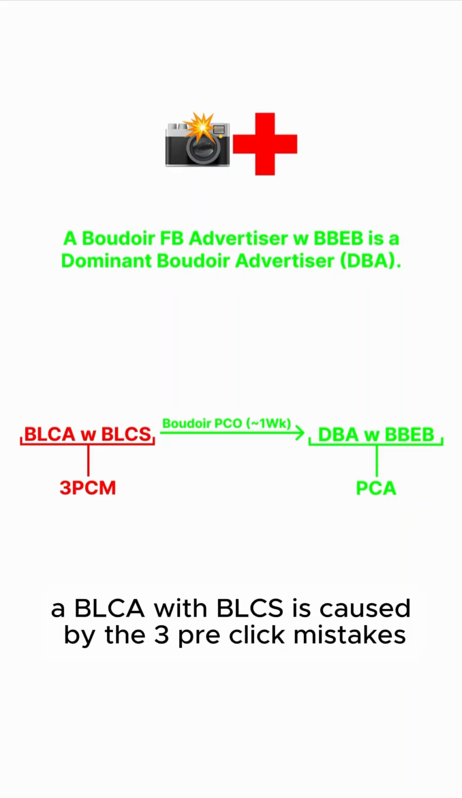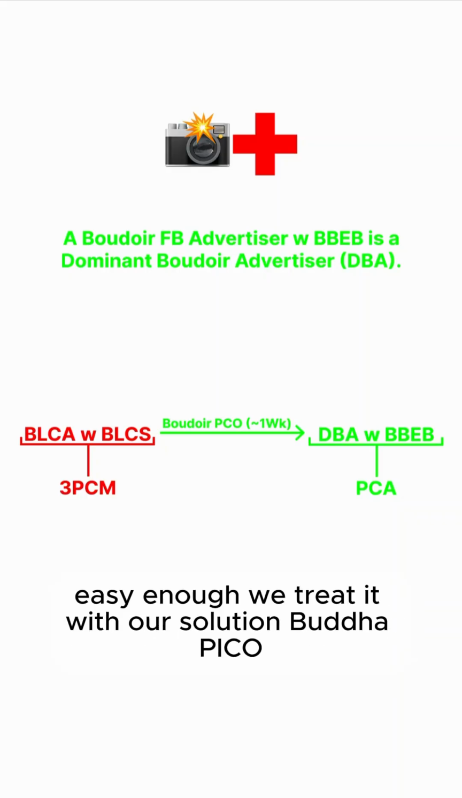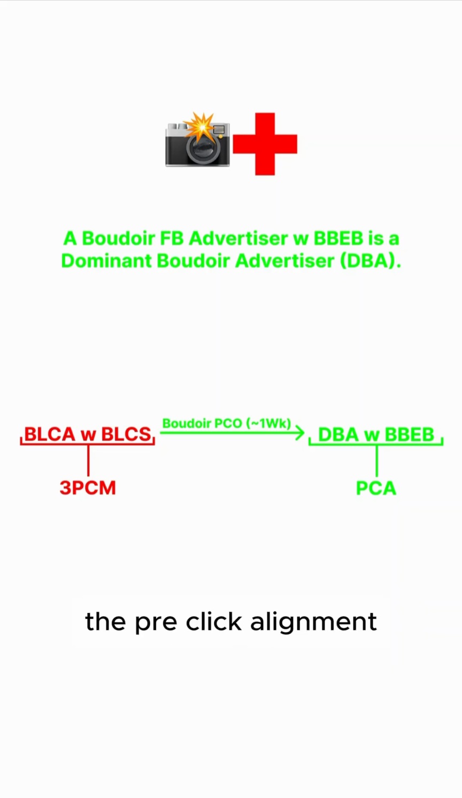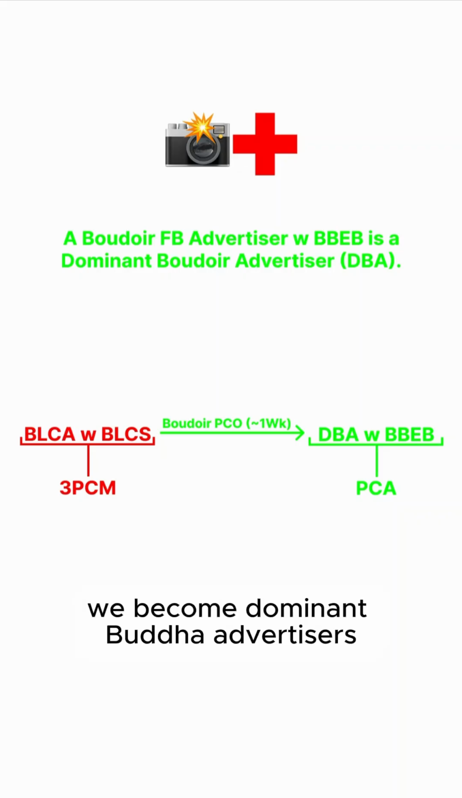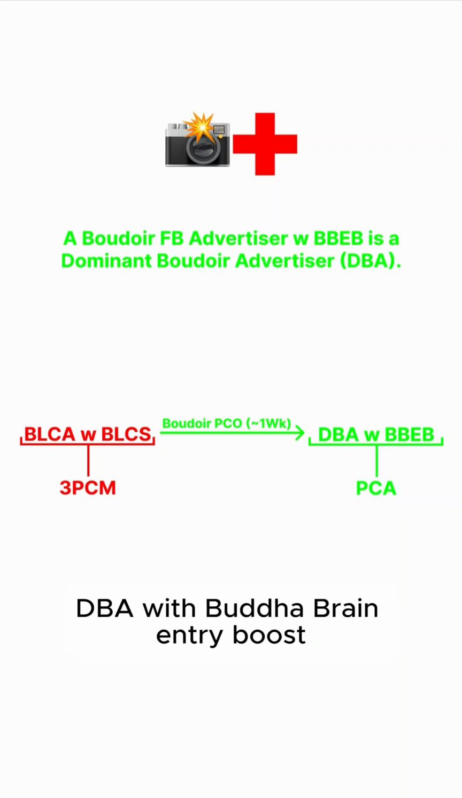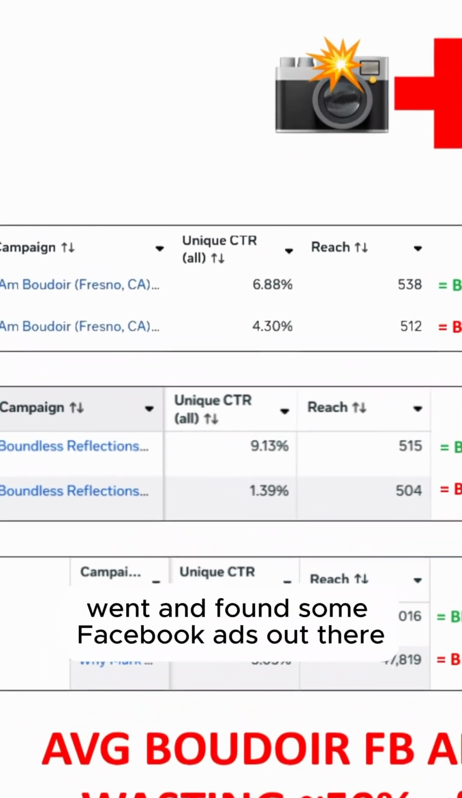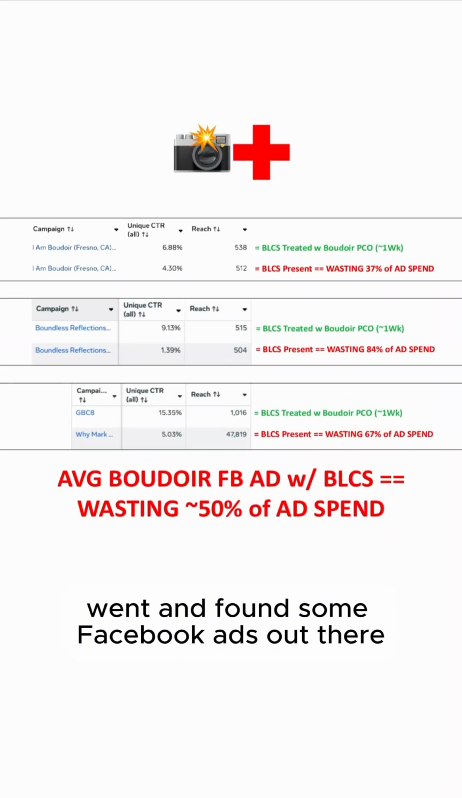A BLCA with BLCS is caused by the 3 pre-click mistakes. Easy enough. We treat it with our solution, Boudoir Pico. It takes about a week. We achieve PCA, the pre-click alignment, and we become dominant Boudoir advertisers, DBA, with Boudoir brain entry boost. So my residency went and found some Boudoir Facebook ads out there.